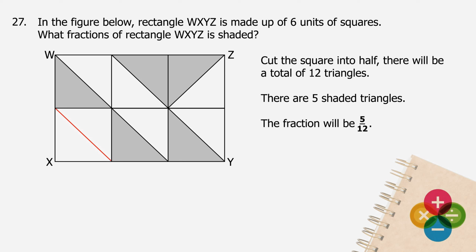Cut the square into half. There will be a total of 12 triangles. There are 5 shaded triangles. The fraction for the shaded part of the rectangle will be 5/12.